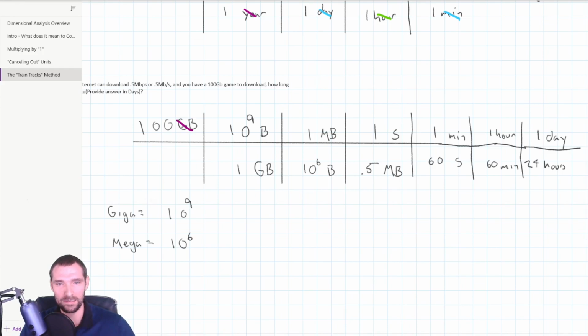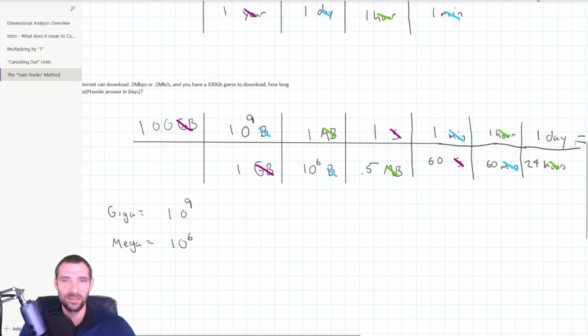We're canceling out, so on and so forth. This is actually how fast my current internet is. Kind of slow. Takes me a while to download things. You'll see. It takes like days with the modern files that people are making. And that should cancel out all of our units, leaving us just with days. And so that should work.